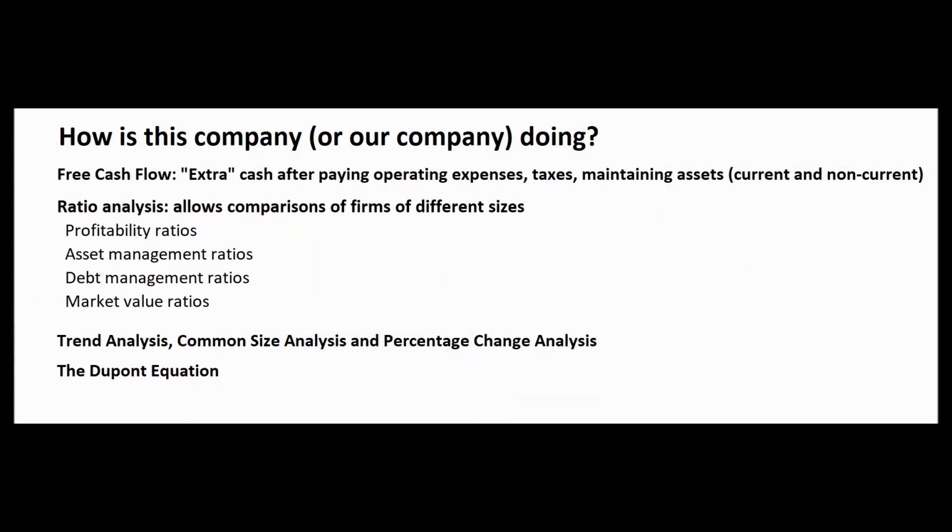Okay, let's start looking at the ratios, and you can break them down any way you like, but let's break them down as profitability ratios. Are we making money? Asset management ratios. How are we using our assets to generate sales and profits? Debt management ratios. Do we have too much debt or too little debt? And market value ratios. What does the market think of the job that we're doing?